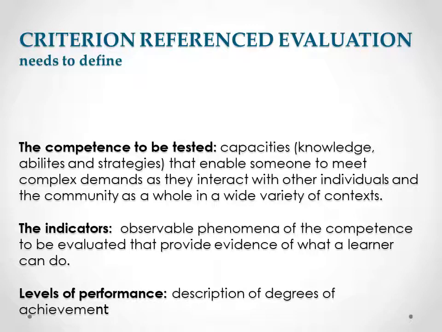So, according to the purpose of the project and the approach adopted, we needed to define 3 items for criterion referenced evaluation of reading. These 3 items were the competence being tested, that is, what we were going to test, the indicators which make the competence observable, and finally, the levels of performance, that is, the degree of skill or ability within which this competence was achieved.